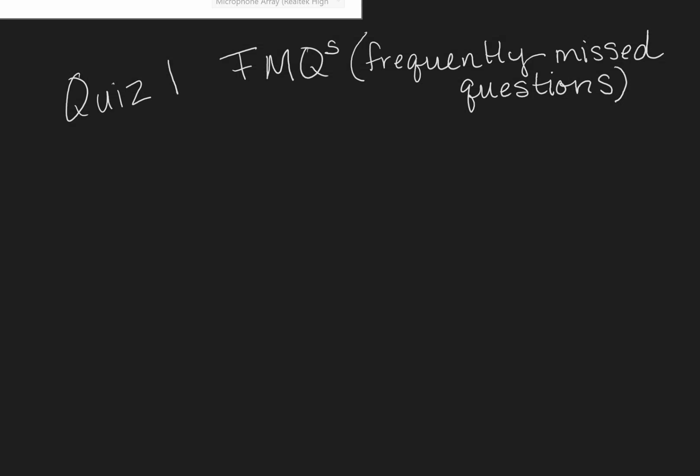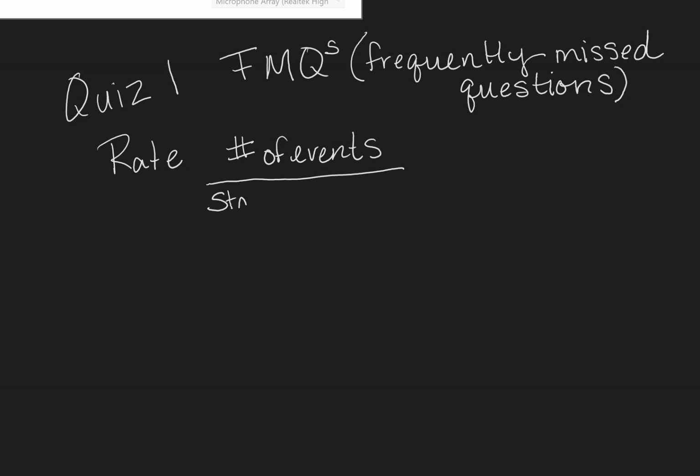We're going to go over the quiz number 1 FMQs, or frequently missed questions. The first has to do with the idea of a rate. To have a rate, we first need to know the number of events, or any kind of characteristic that we're interested in. But then we always divide by some standardized population number.